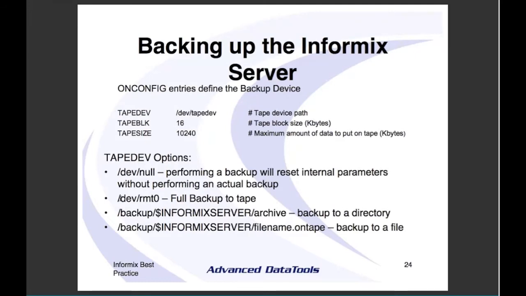You can do a backup to an external tape device. You can also back up to a directory, or you can back up to a file. And if you back up to a directory, remember it's going to create a file in that directory with the whole server backup. You're very quickly going to run out of room. I tend to prefer to back up to a file and then copy that file off. So each time I do an Ontape, this file is going to get overwritten.